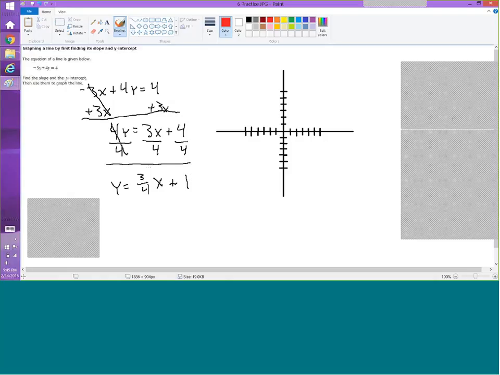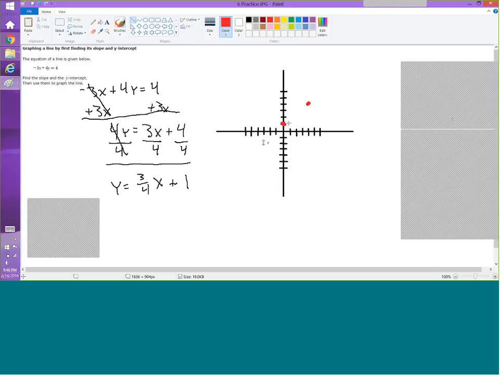So let's go ahead and plot our y-intercept. Start from 0 and count up 1 and put in a point. And then starting from here, we're going to use our slope of 3/4. The 3 is on top, so that means we're going to go up 3. 1, 2, 3. And the 4 on the bottom means we're going to run to the right 4 and count 1, 2, 3, 4. So we have our second point there. We fill it in with a line.